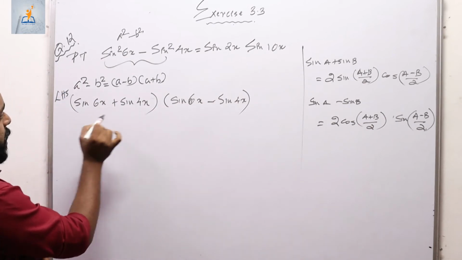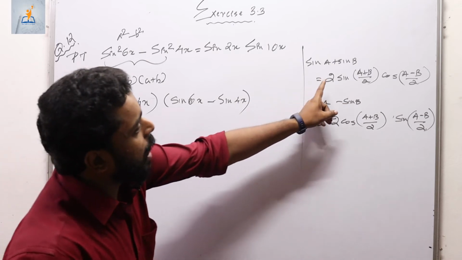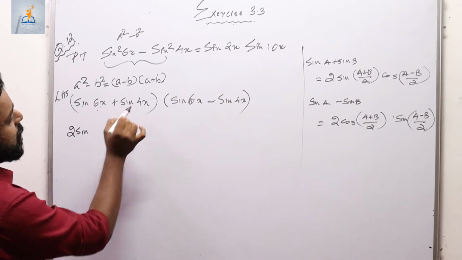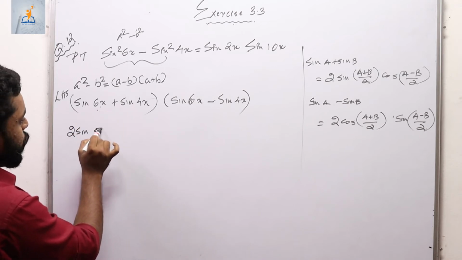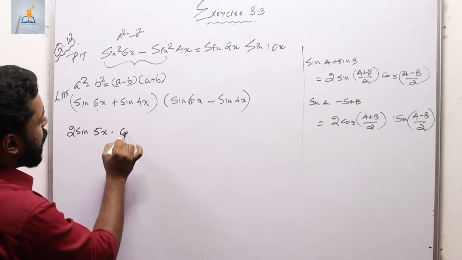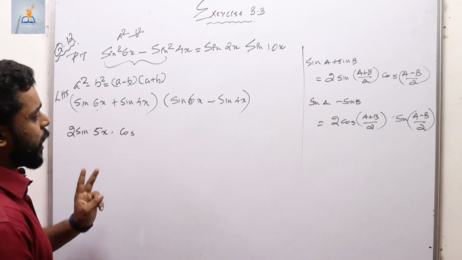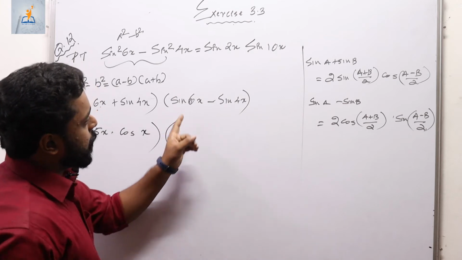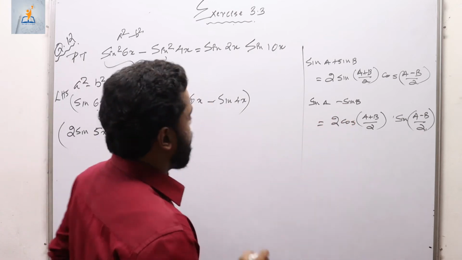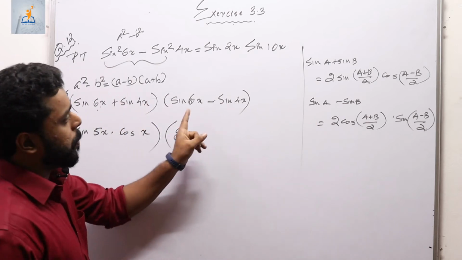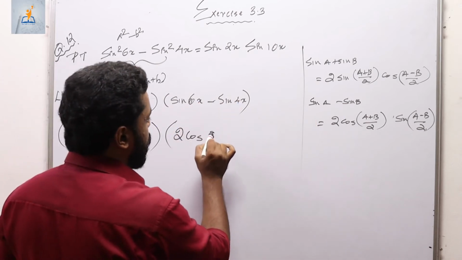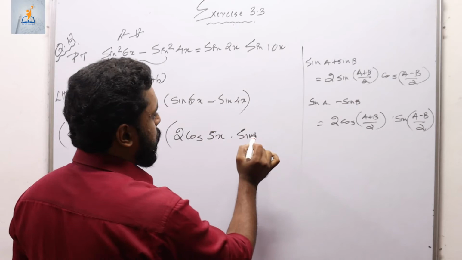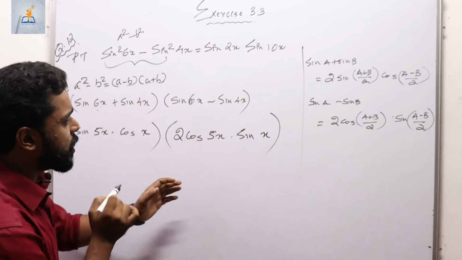Hence sine 6x plus sine 4x can be expanded using the first one. It is equal to 2 sine (a plus b) by 2. 6x plus 4x is equal to 10x, 10x by 2 is equal to 5x, into cos (a minus b) by 2. 6x minus 4x is equal to 2x, 2x by 2 is equal to x, into, again, sine 6x minus sine 4x. We can use this identity: 2 cos (a plus b) by 2, again 6x plus 4x is 10x, 10x by 2 is 5x, into sine (a minus b) by 2, 6 minus 4 is 2x, 2x by 2 is equal to x. So we get this.